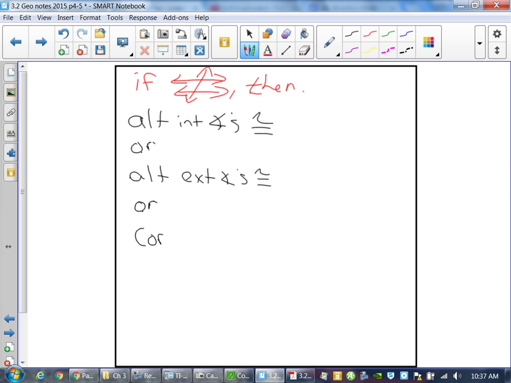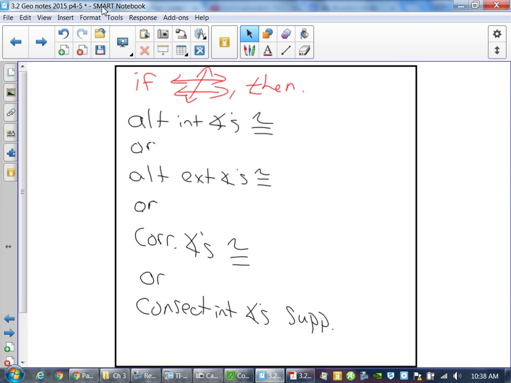Or corresponding angles are congruent. Or consecutive interior angles are supplementary. So all four of those can be thrown into one single progression square because there's no reason for us to continually write them out.